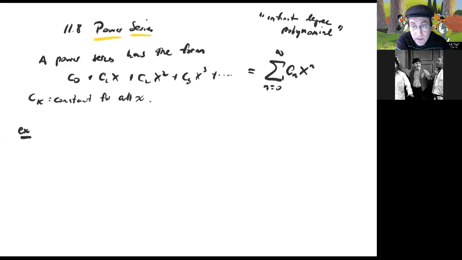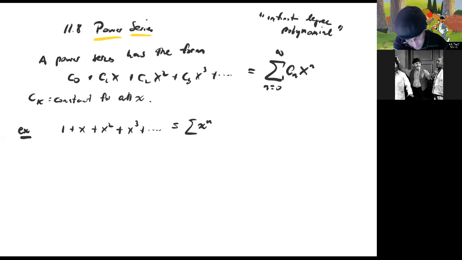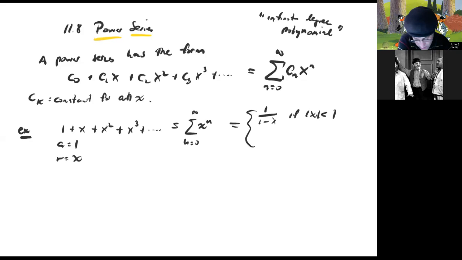So let's consider 1 plus x plus x squared and so on. This is the case where all the coefficients are 1. So this is the sum of x to the n. Now you can think of this as a geometric series, with initial term 1 and common ratio x. And then this will be equal to 1 over 1 minus x if the absolute value of x is strictly less than 1. We saw that already back when we talked about geometric series, and it diverges otherwise.